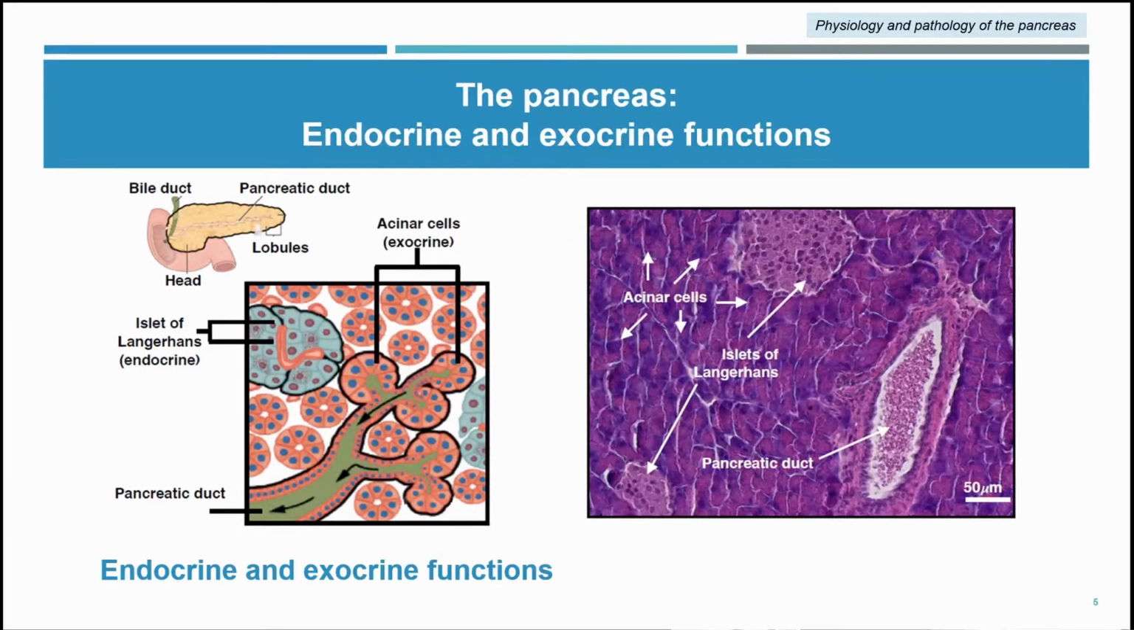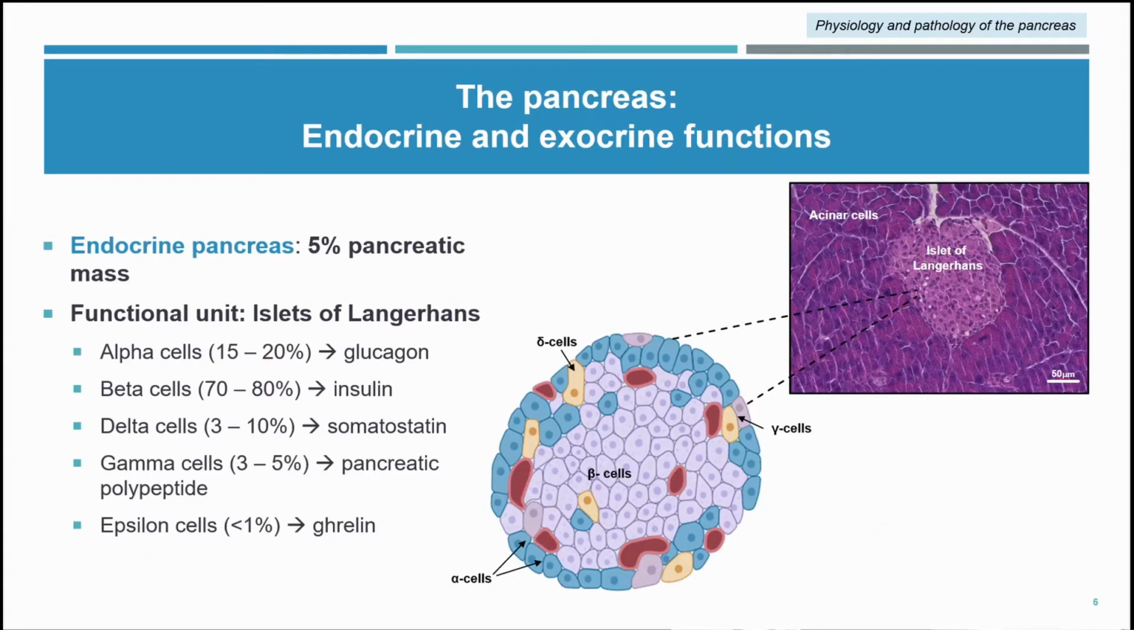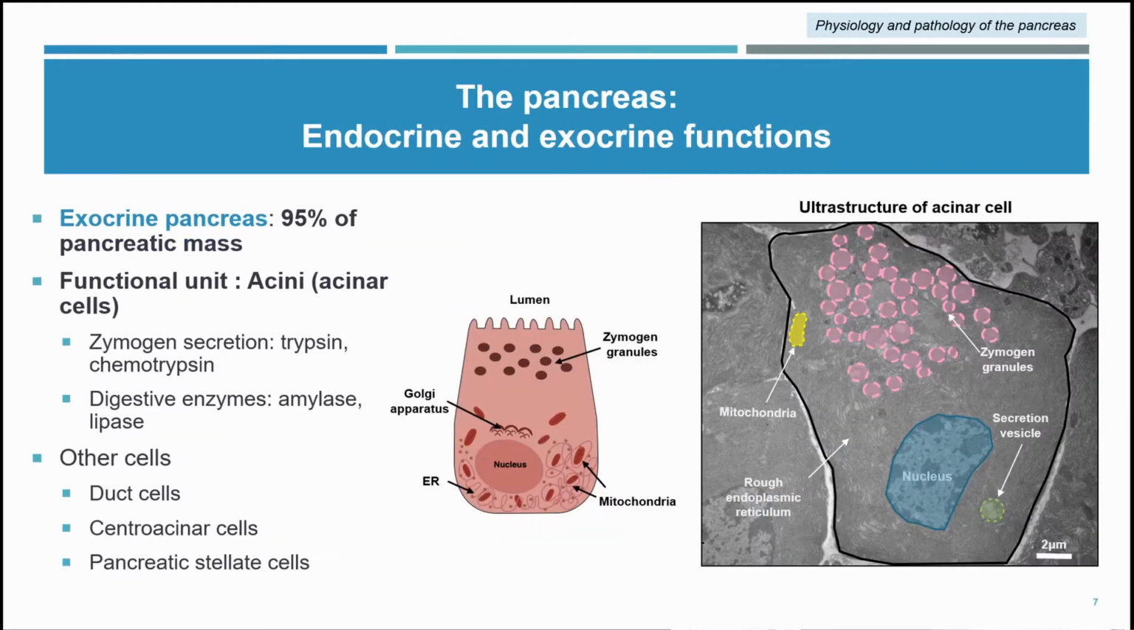The pancreas belongs to the digestive and to the endocrine system. It has endocrine and exocrine functions, and it plays a key role in digestion and glucose homeostasis. The endocrine pancreas comprises 5% of pancreatic mass. It is composed of islets of Langerhans, which are composed of different cell types that produce different hormones involved in glucose homeostasis.